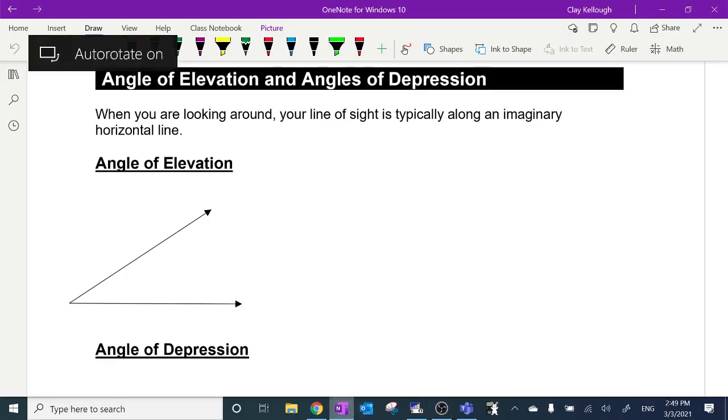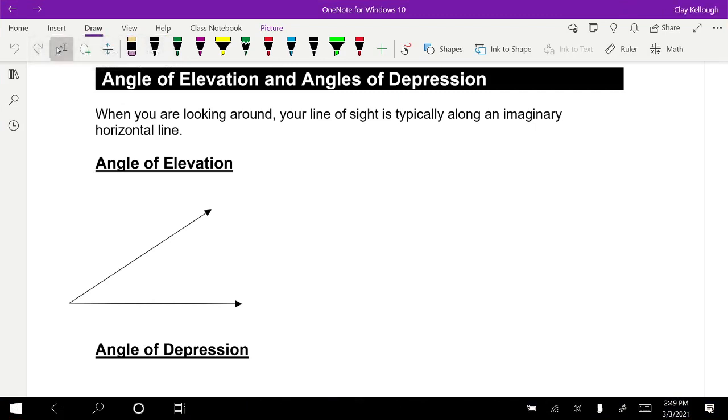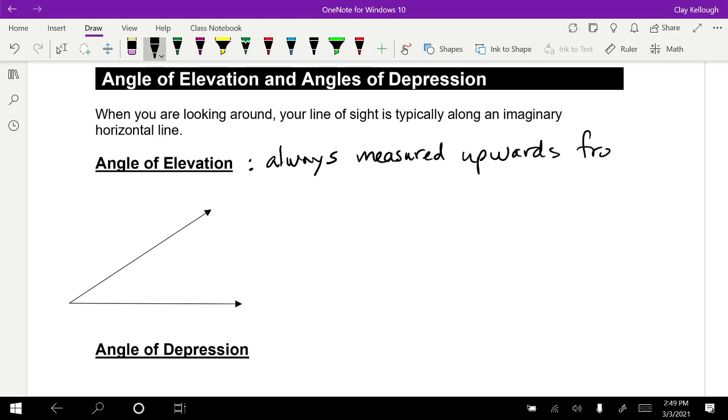This is a very simple idea that we use in diagrams for trigonometry problems a lot. The angle of elevation is, I'll put this in words, always measured upwards from a horizontal line. So that would mean the angle of elevation is this angle in here. Remember, we learned yesterday that the symbol we usually use is theta.